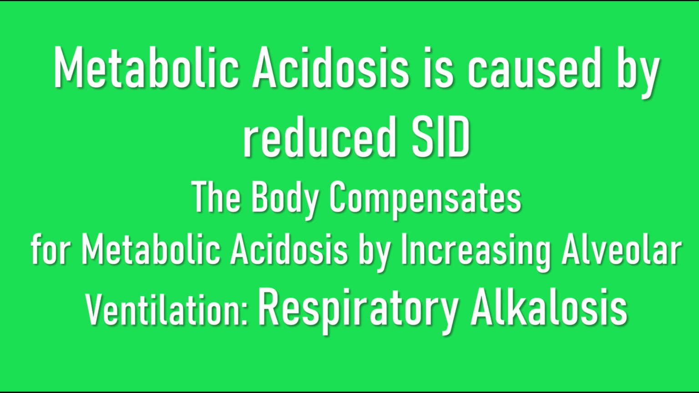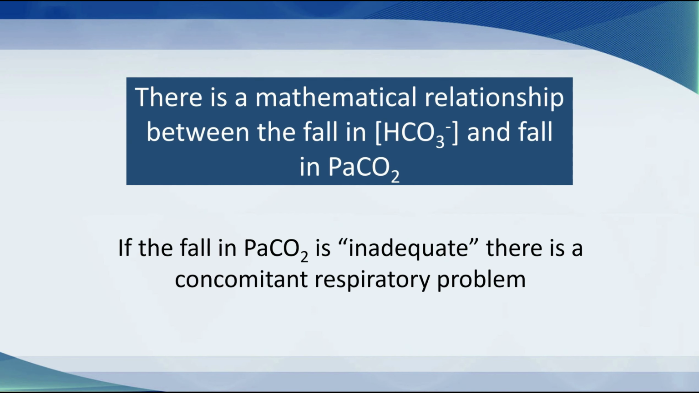The body compensates for metabolic acidosis by increasing alveolar ventilation, so the patient gets a compensatory respiratory alkalosis. There is a mathematical relationship between the fall in the bicarbonate and the fall in the PaCO2 in acute metabolic acidosis. If the fall in the PaCO2 is inadequate, there is either a concomitant respiratory problem or the patient is running out of reserve and they're in trouble.